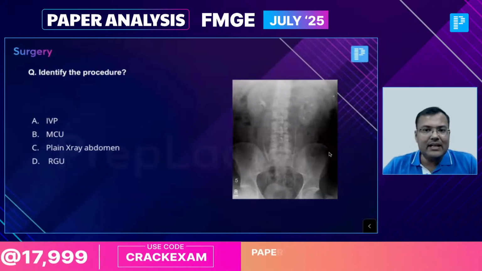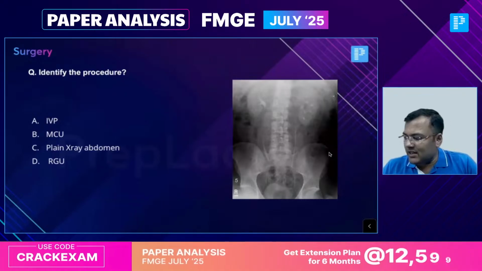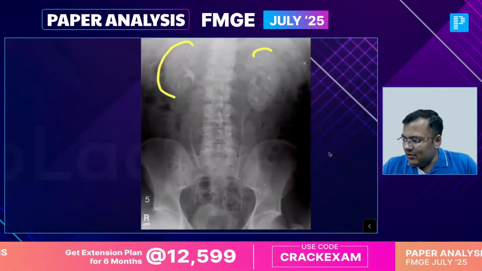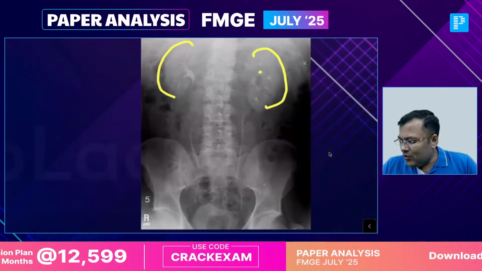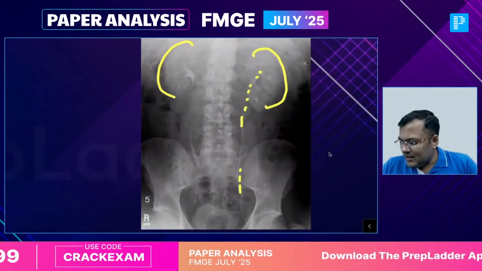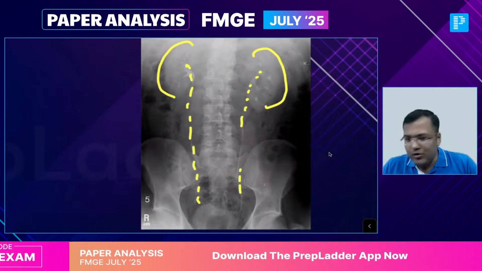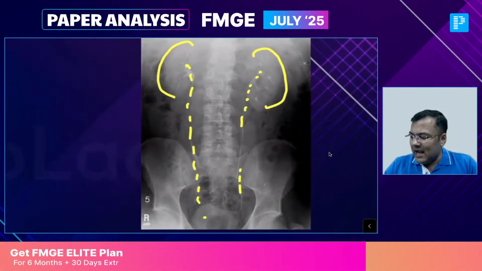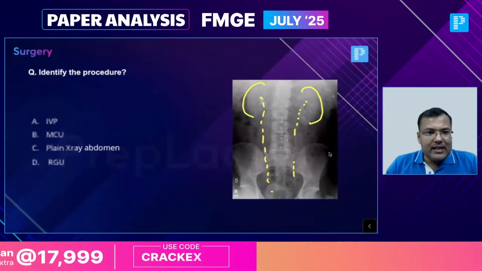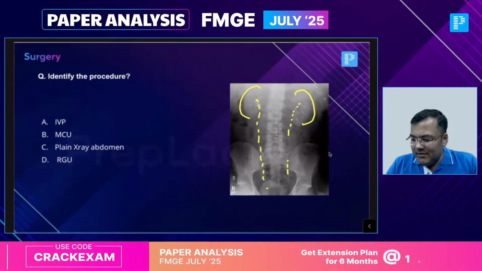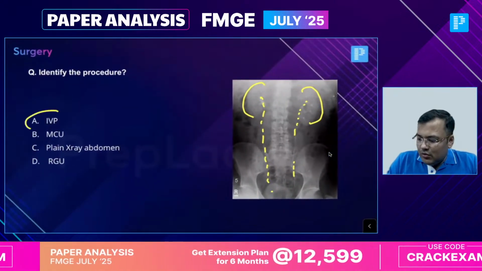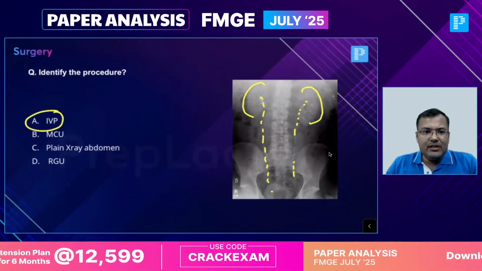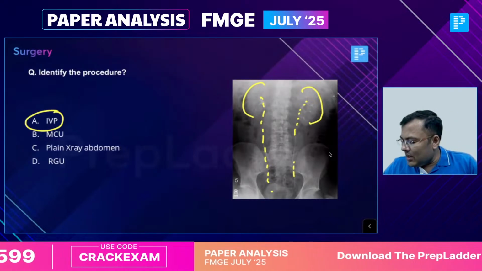Next question, guys. Identify the procedure. What you can see here is the kidney, and you can see the dye going into the ureter. The kidney has taken the dye, it is going into the ureter, and it is entering the bladder. Guys, all of you know what this is? This is IVP. This is intravenous pyelogram, also known as IVU, intravenous urogram. So everybody is correct. The correct answer is option A.